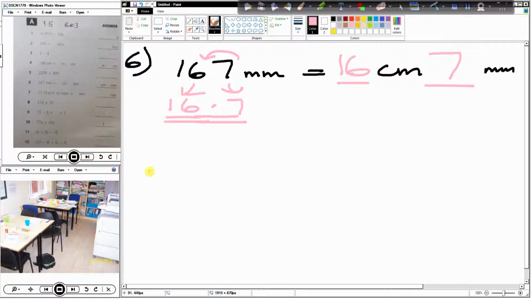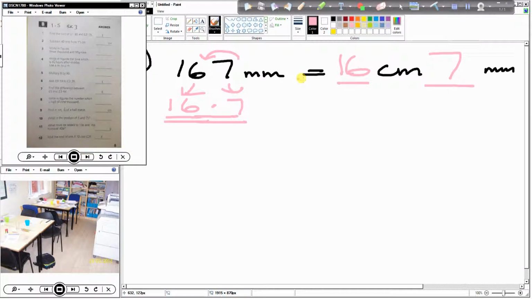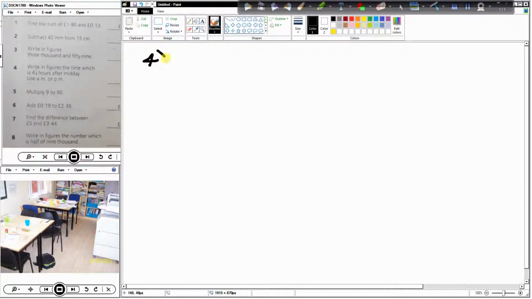Okay, next section. Right, part B. Any questions in part B, folks? So question number 4, we're on section B now.